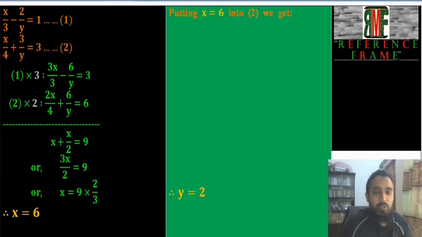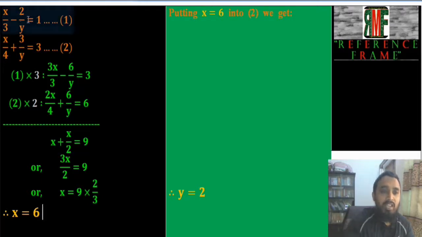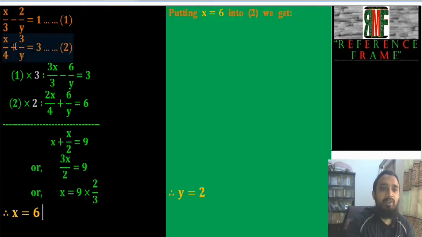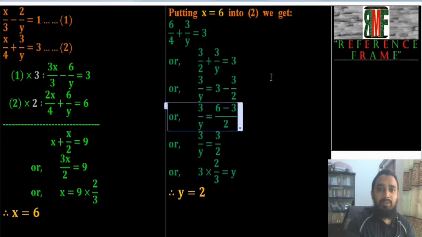Now all we need to do is put the value of x into either equation. But look, this time we're going to put the value of x into the second equation, because here the variable y in the second equation has a plus sign. Okay, so let us put in the value. By putting in the value, what are we going to get? Look here, the value of x is 6, so 6, I marked it with a different color.